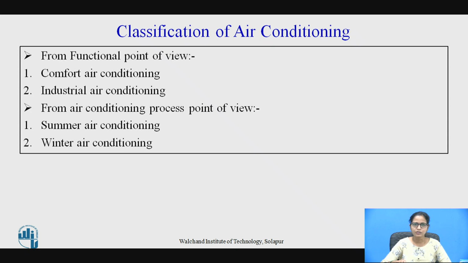So, classification of air conditioning. From the functional point of view, it is classified into comfort air conditioning and industrial air conditioning. Next, from the air conditioning process point of view, it is classified into summer air conditioning and winter air conditioning. Out of these, we are going to see the summer air conditioning and the winter air conditioning.